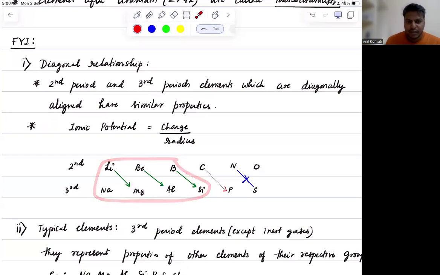So the diagonal relationship is valid for the boron family only. Up to the boron family, it is valid. After that, it is not identified or the property gets diminished.